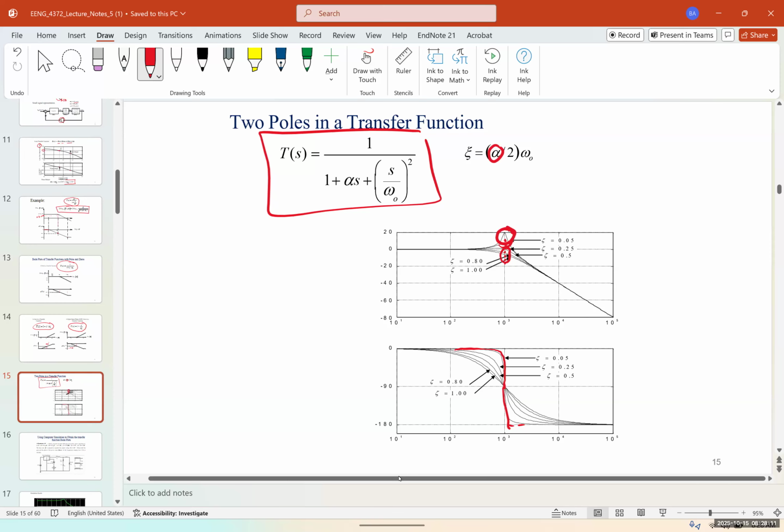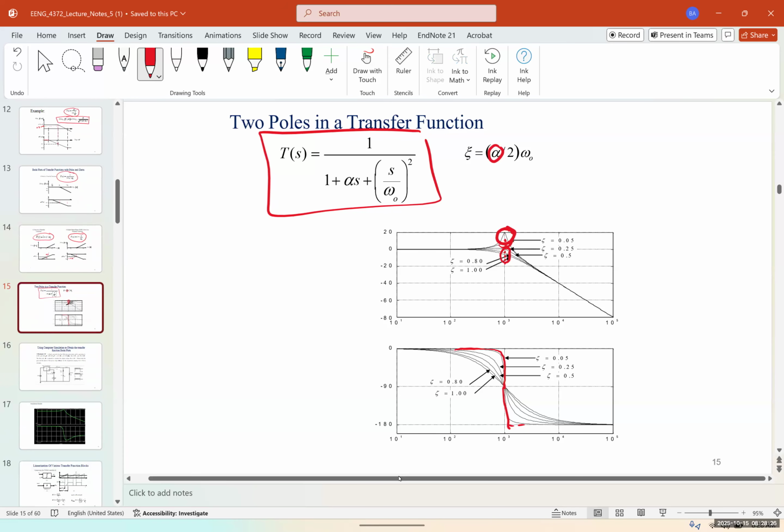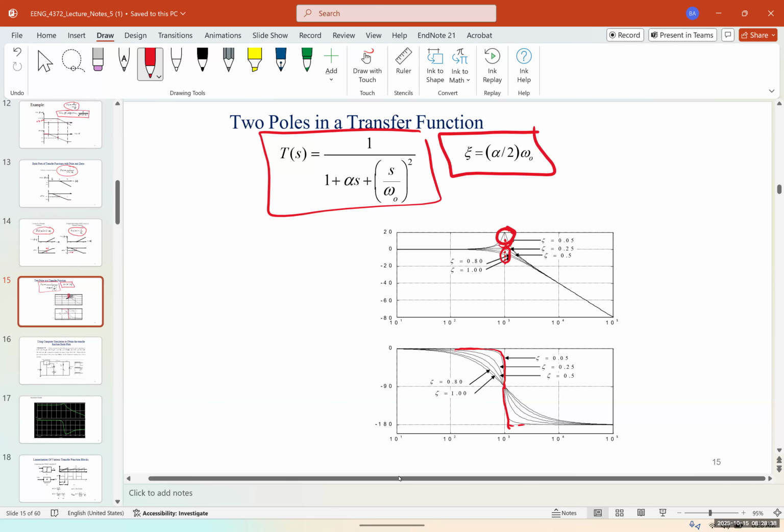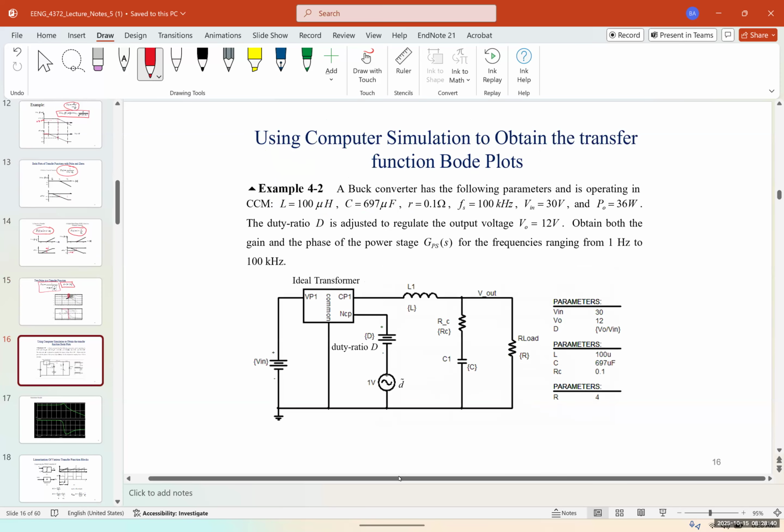The best scenario would be for alpha to be in the middle, not close to the maximum or the minimum, depending again on what type of circuit you have, on the number of poles, number of zeros, a lot of factors. This is just for you to see a visualization of what happens in a 2-pole system. It becomes complicated and nonlinear. So we use computer simulation to obtain the transfer function plots, the Bode plots.